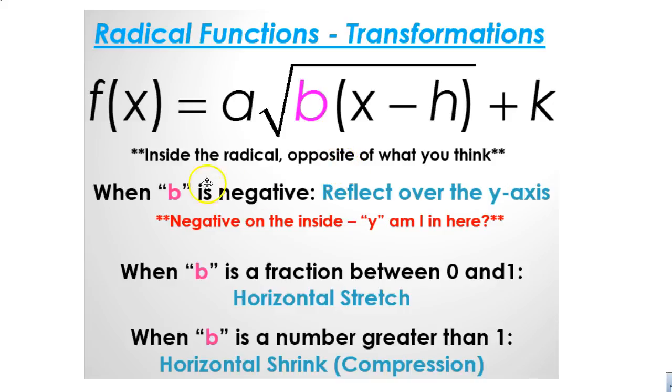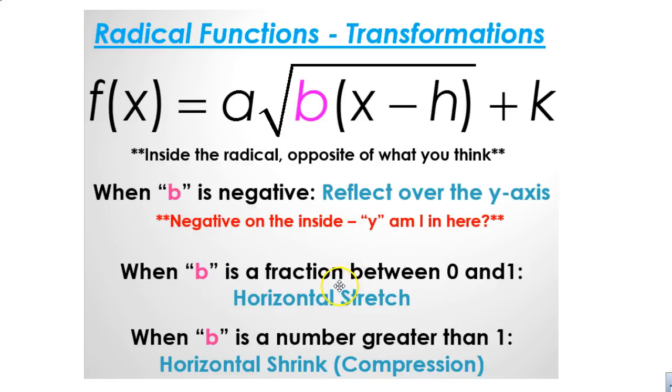Okay, now when b is negative, when the number in front of x inside is negative, that is going to be a reflection over the y-axis. So when the negative is on the inside, you might remember that it's a reflection over the y-axis by thinking, why am I in here? Get it? Why inside? Why am I?